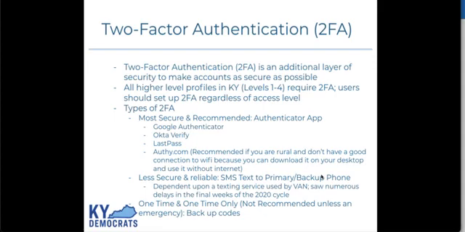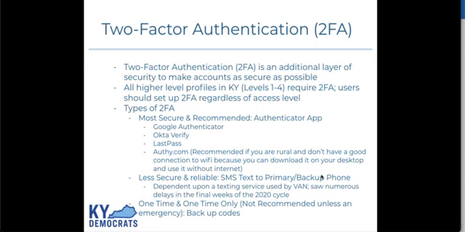So there are several types of two-factor that we have. The most secure and the recommended method is going to be an authenticator app. So things like Google Authenticator, Okta Verify, LastPass, and Authy are a few of those. Authy is one that's recommended if you're in a rural area and don't have good Wi-Fi connection. You can download it right onto the desktop of your computer and use it without the internet.